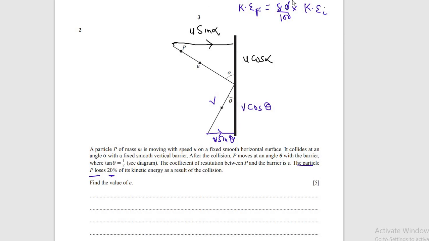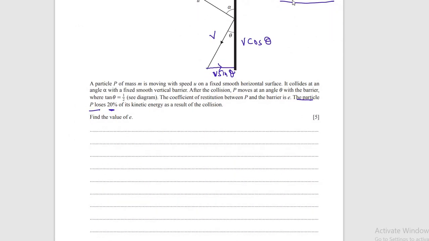So 80% comes to 4/5. Which means final kinetic energy is 4/5 of its initial kinetic energy. So final kinetic energy is half mv squared, equal to 4/5 of the initial, which is half mu squared. So take note of this. I'm coming back to it. Take note of that. So now the question asks us to find the value of e.